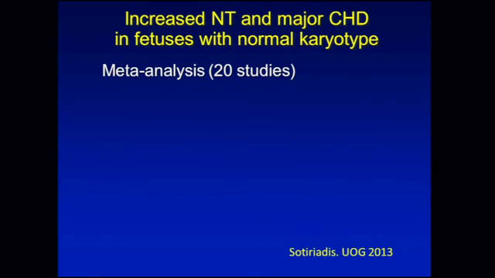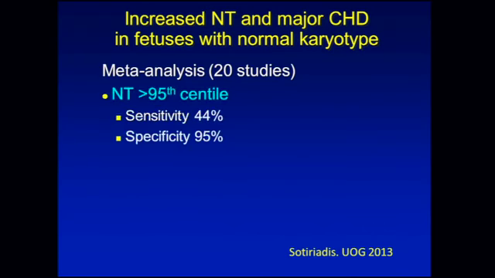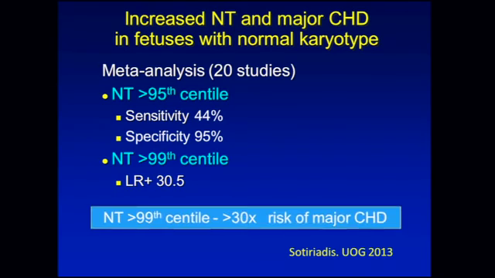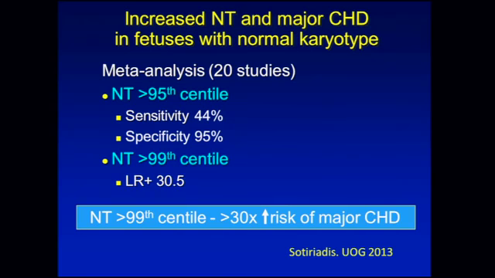This meta-analysis of 20 studies reported that when the NT is more than 95th centile, the sensitivity for detecting major congenital heart defects is 44%, with a specificity of 95%. And an increased NT of more than 99th centile is associated with a positive likelihood ratio of 30.5. In other words, an increased NT more than 99th centile is associated with a more than 30 times increased risk of major congenital heart disease.